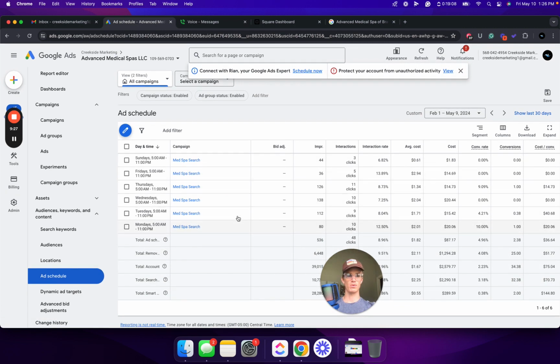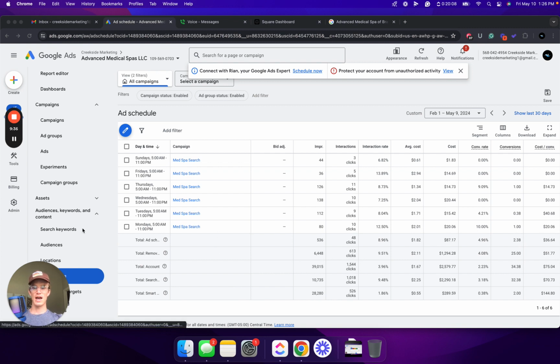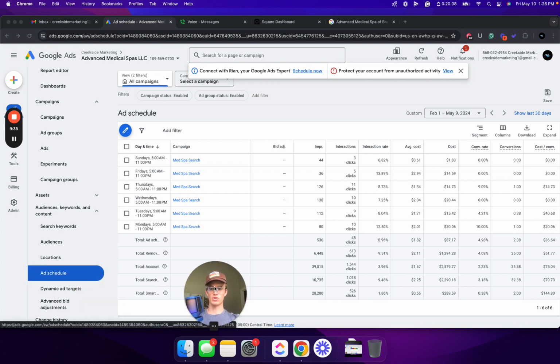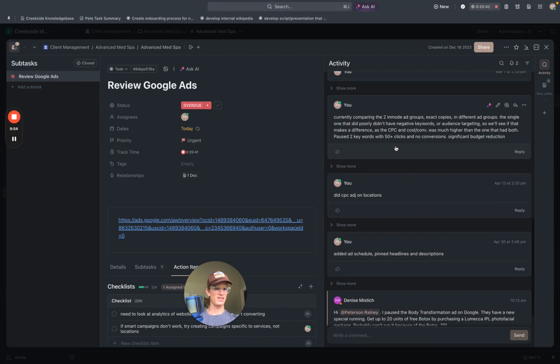So clearly we've implemented an ad schedule, and as you can see, it just recently was implemented, so we actually don't need to make any ad schedule changes at the moment. But it's always good to check to make sure those have been made, just because if you accidentally missed it on your last Google Ads check, you always want to make sure that everything has been done to optimize your campaign.